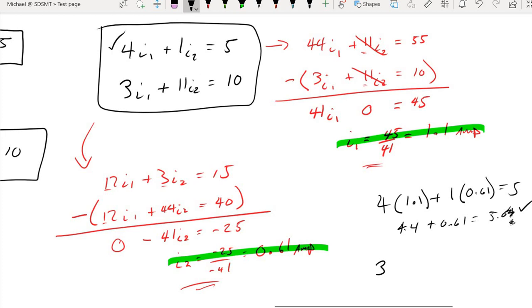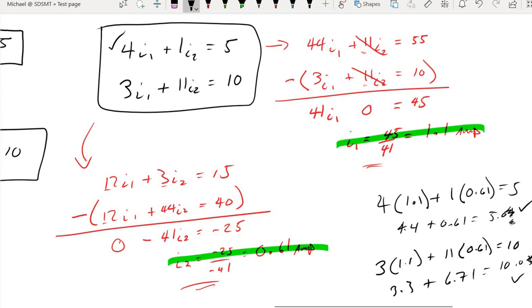Let's try the second equation. 3 times the value of current 1 plus 11 times the value of current 2 has to equal 10. 3 times 1.1 is 3.3 plus 11 times 0.61 is 6.71, and if we add all that up, we get 10.01. Again, a little bit of a rounding error there, but I think Wiley will accept that.